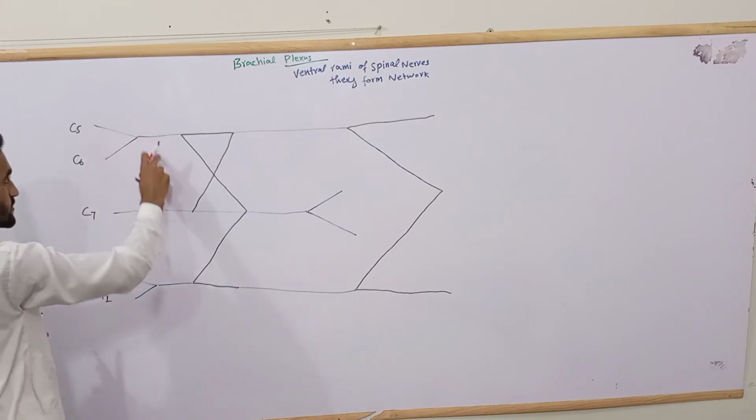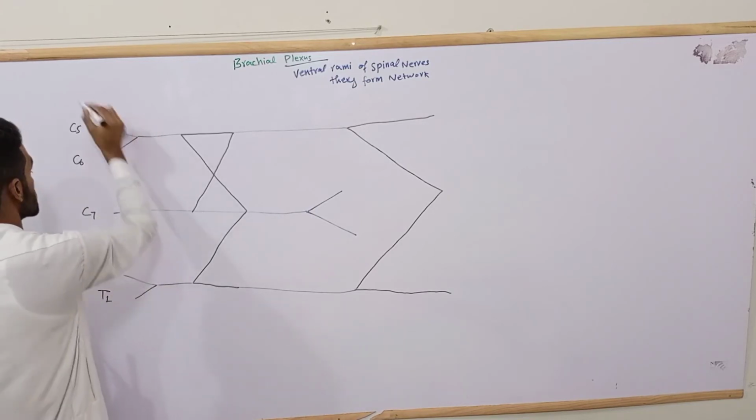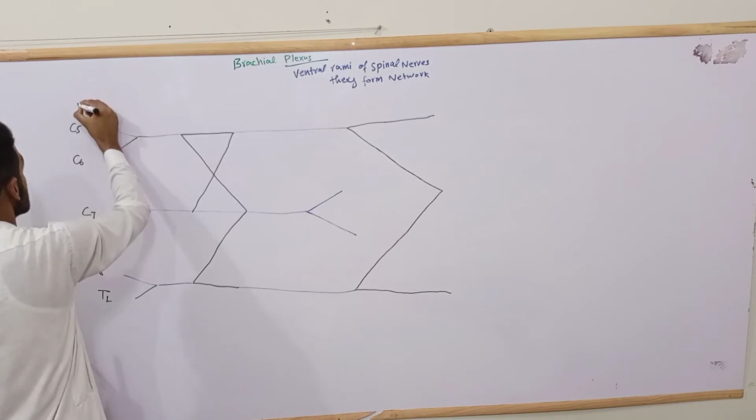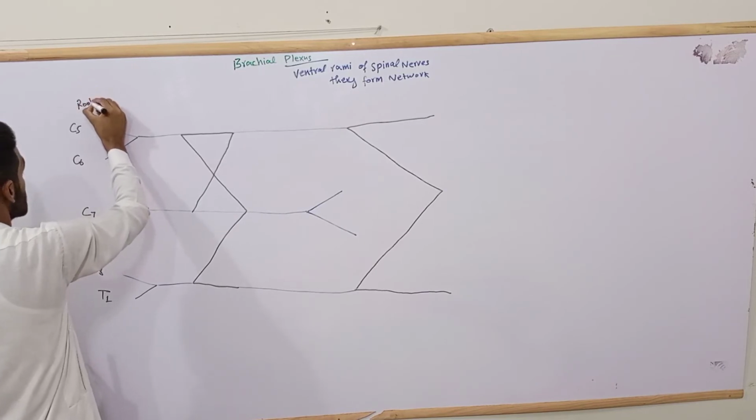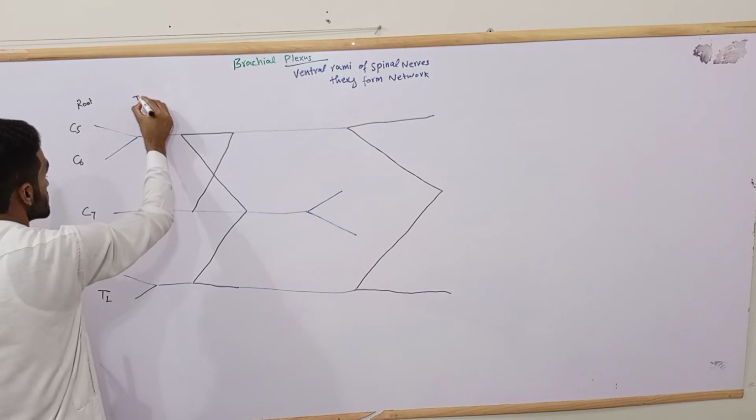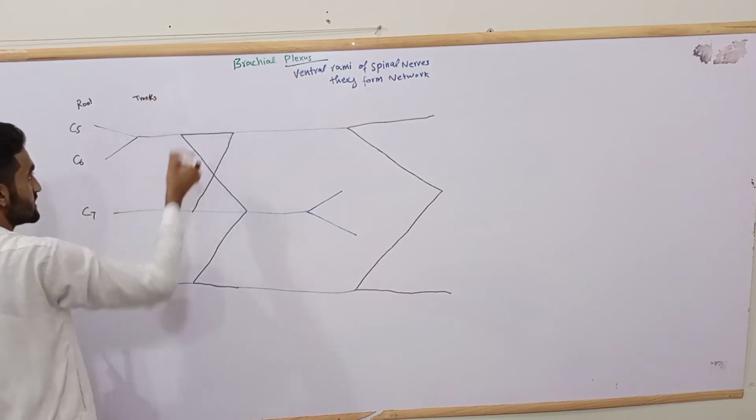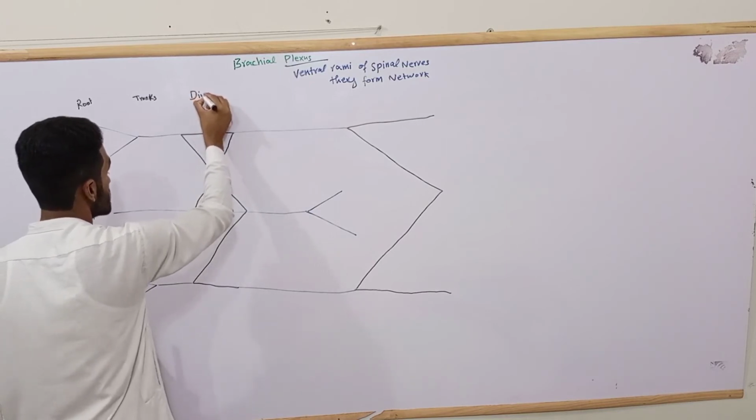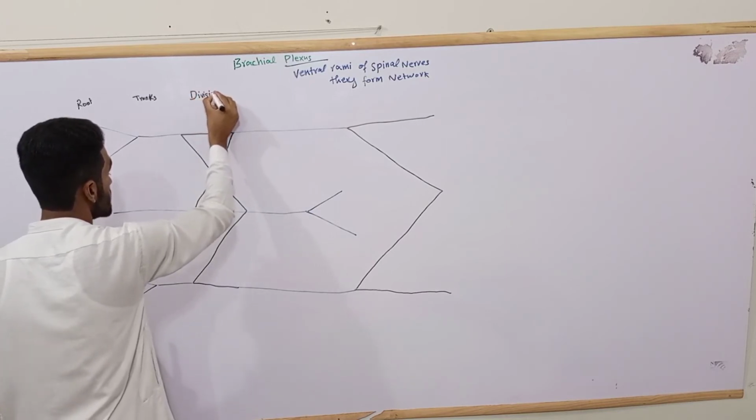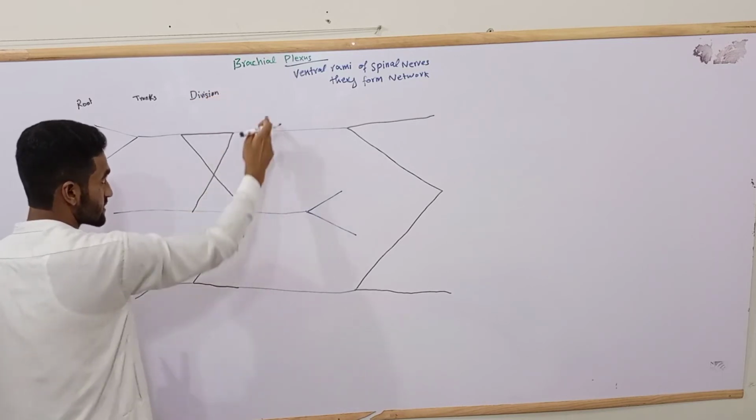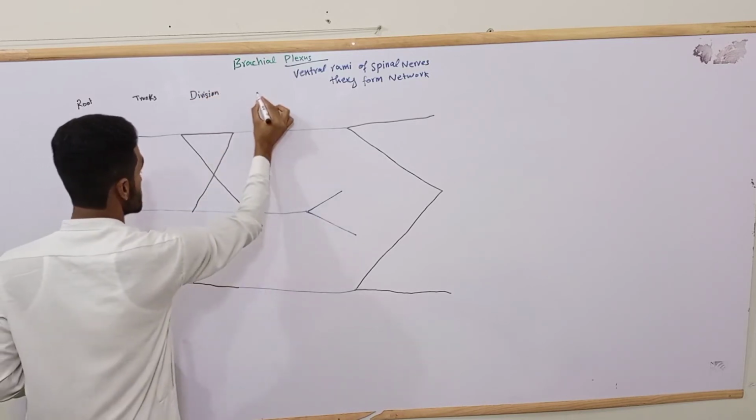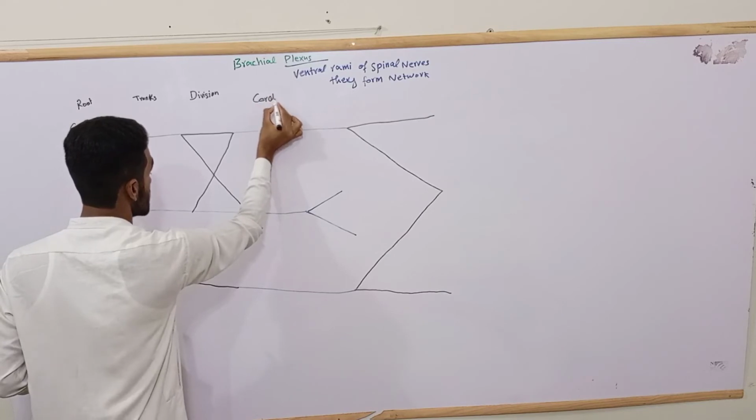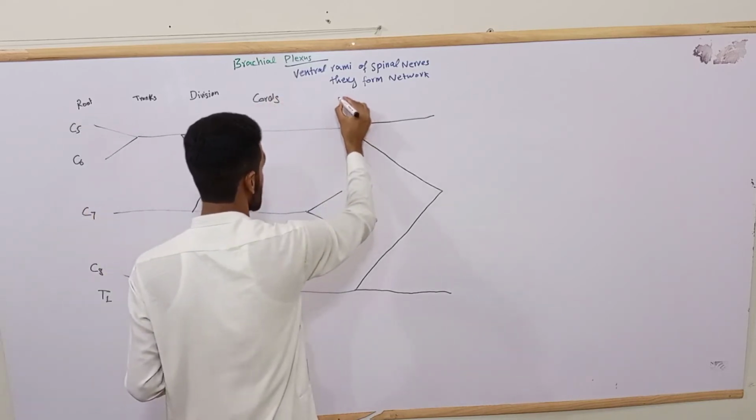And these are your 3 trunks. So these are roots, and these are trunks, and these are your divisions, and these are your 3 cords, 1, 2, 3. So these are cords, and right here are the branches.